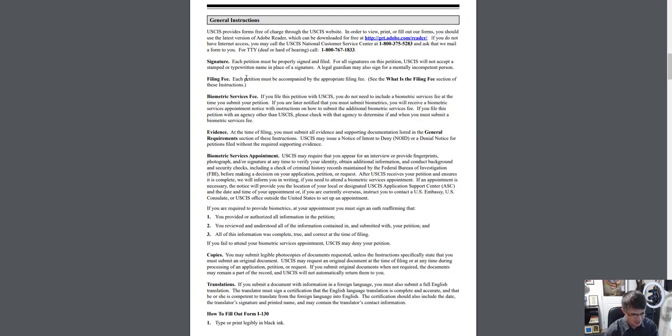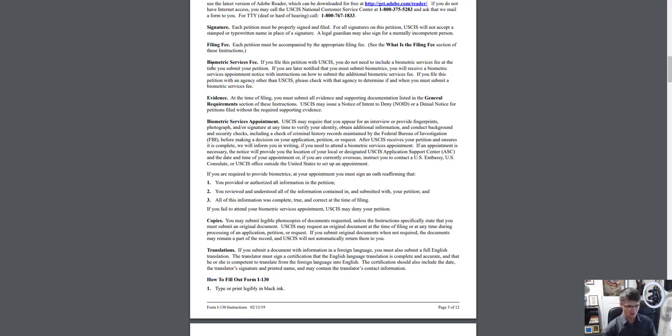But there are a lot of scam websites out there as well. Don't use any of those. Use directly stuff from USCIS. Okay, so phone numbers are here if you have any questions. Obviously, signature: everybody has to sign it, unless your spouse who's not here. I-138, you don't have to sign it. You have an exception.